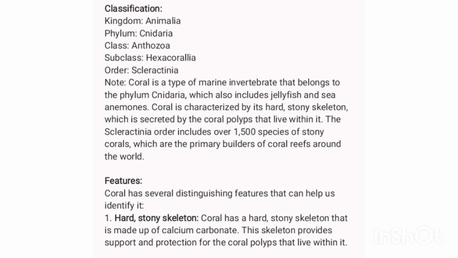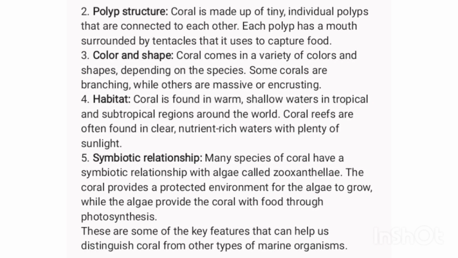5. Symbiotic relationship. Many species of coral have a symbiotic relationship with algae called zooxanthellae. The coral provides a protected environment for the algae to grow, while the algae provide the coral with food through photosynthesis.